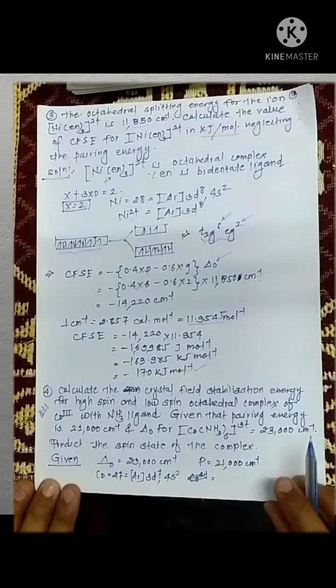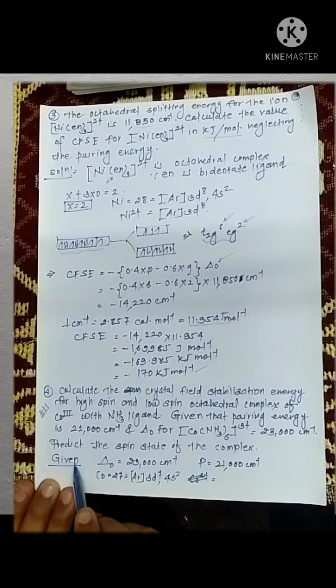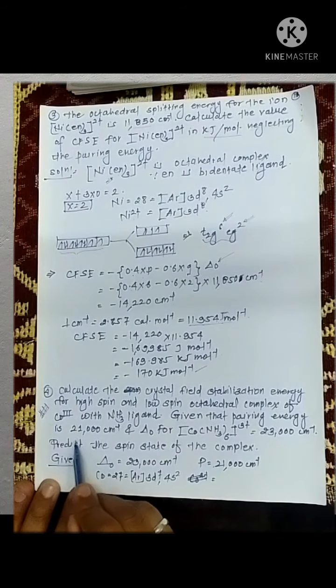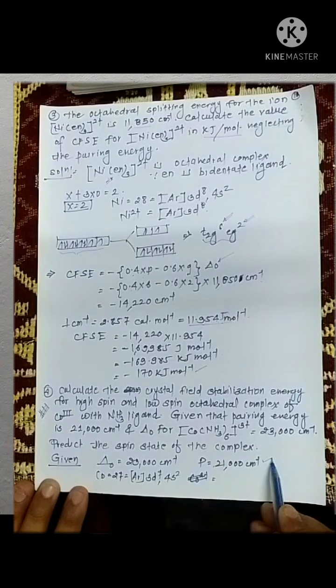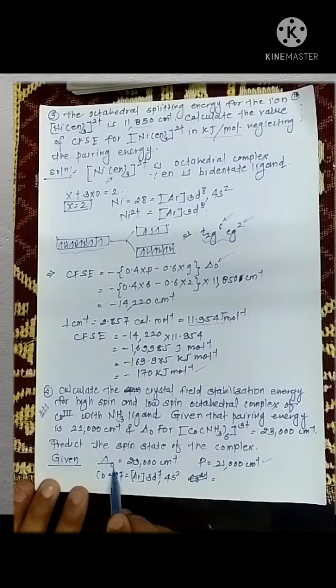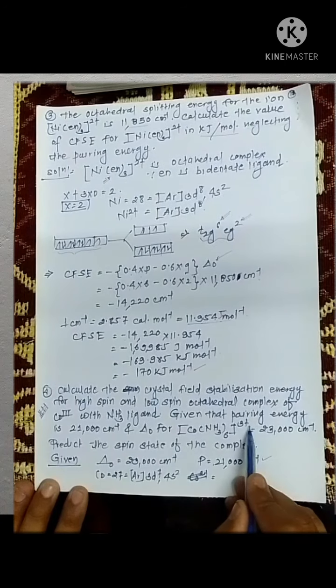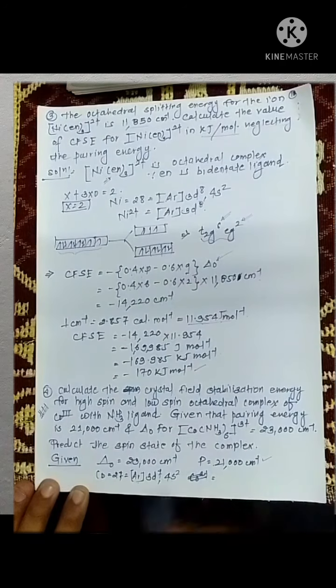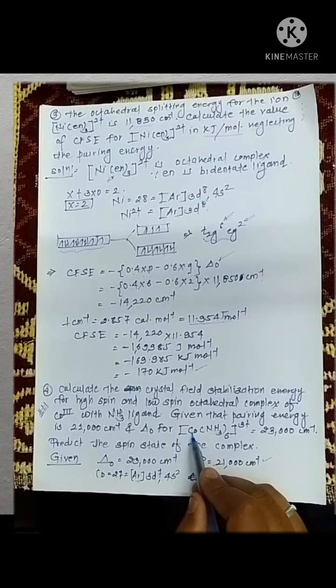So just see here. First we are going to write what information is given to us. The value of pairing energy is given, that is 21,000 centimeter inverse, which is written here. Also CFSE for octahedral complex, that is hexaammine cobalt 3 plus, is given, that is 23,000 centimeter inverse. Now we have to calculate. Now cobalt atomic number is 27, so its electronic configuration is Ar 3d7 4s2. Now we have to calculate what is the oxidation state of cobalt present in this complex.